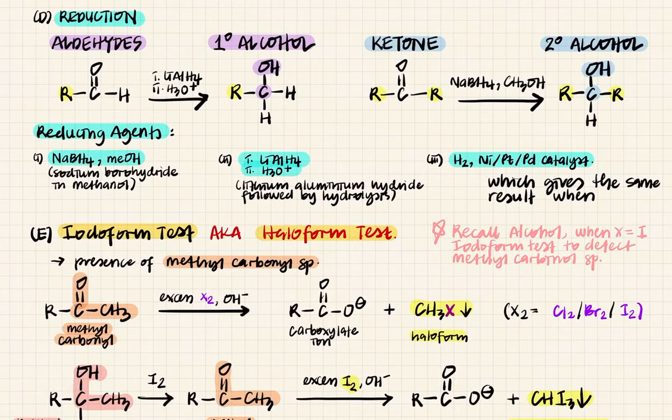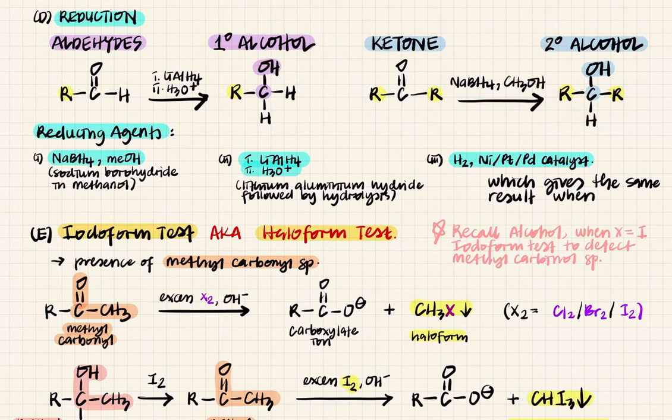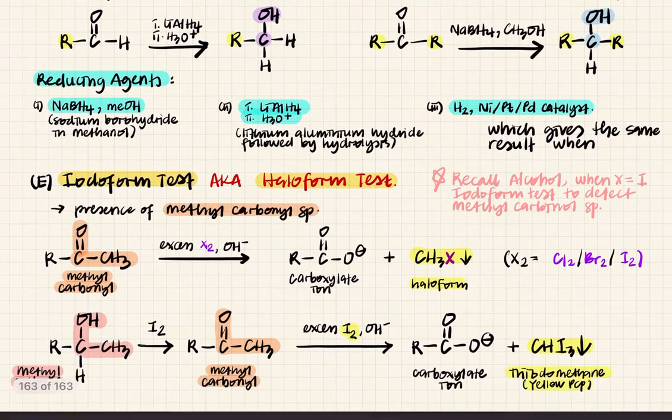Now we have the next reaction, which is reduction. Just now was oxidation, now reduction. You have learned this before. Aldehyde undergoing reduction will form primary alcohol, while ketone undergoing reduction will form secondary alcohol. These are your reducing agents. Reduction is simple.